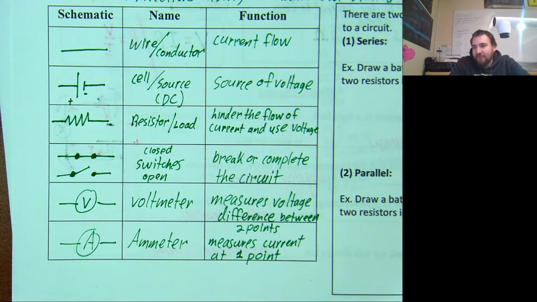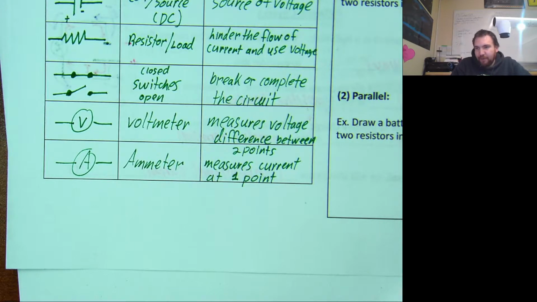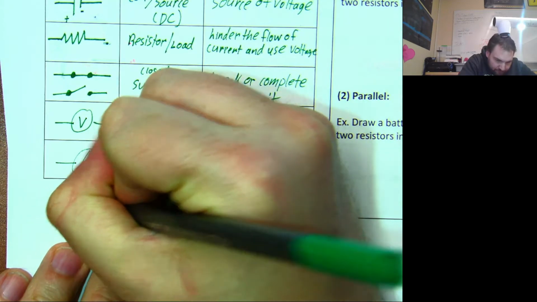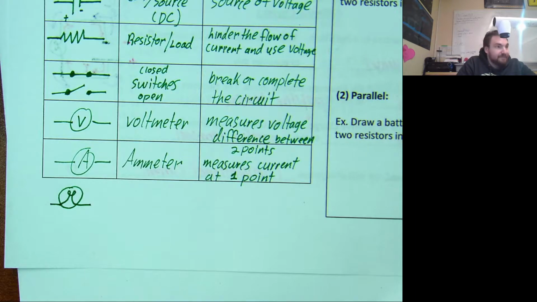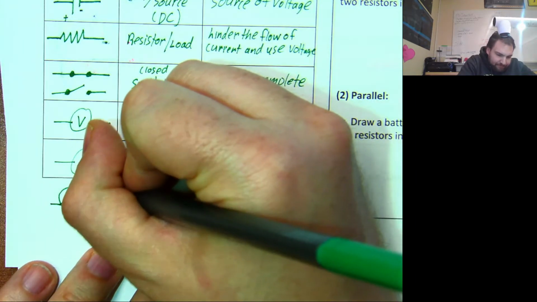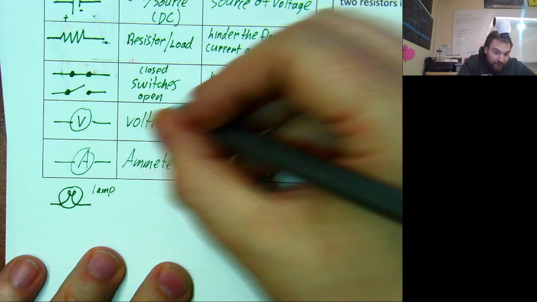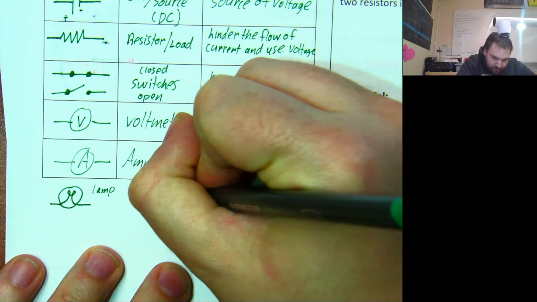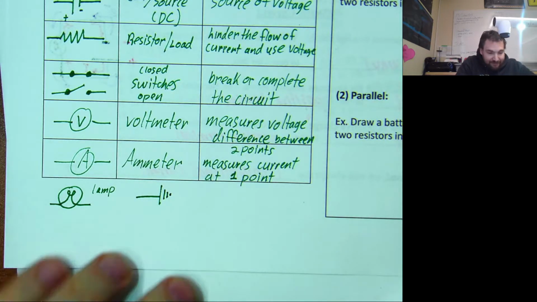There's a whole bunch more of these things. We're going to draw some of them down here, as many as I have space for. There's this one. You want to take a guess at what that is? That's a lamp. We've also got this one. That is ground.